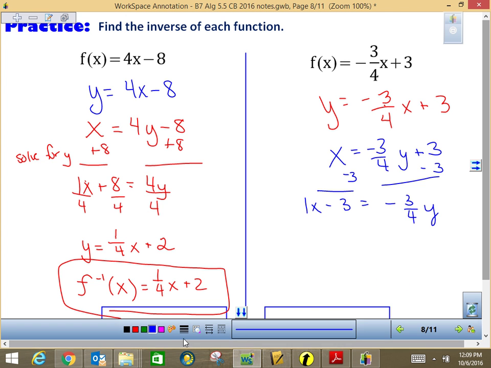3/4. Not 3/4. Someone else. What do you think, Sam? 4/3. Not quite, but close. Why can't I use 4/3? It's really close, but it's not quite right. Because it does have to be negative. So I am going to multiply every single one of these by a negative 4/3. So negative 4/3 times 1, negative 4/3 times the 3, and on this side, yes, I multiply by a negative 4/3.